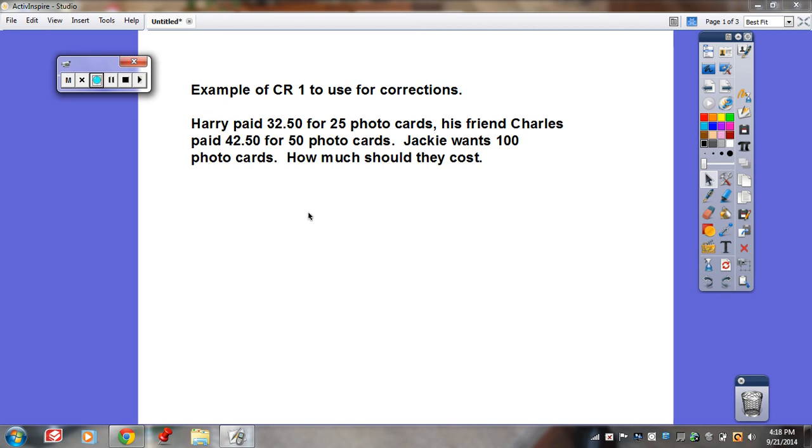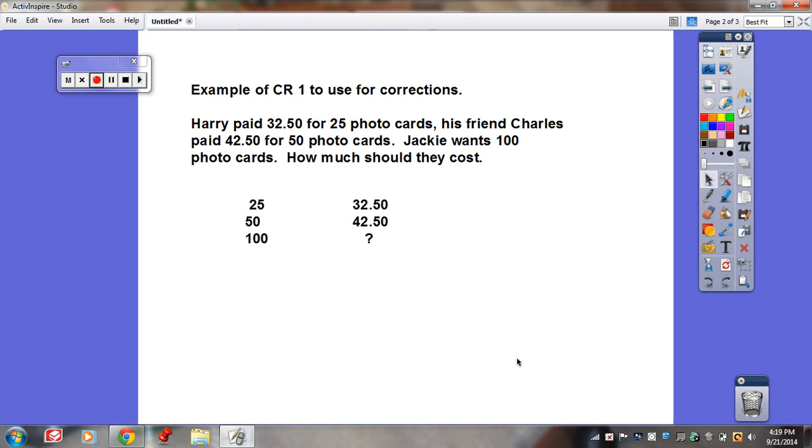So in CR1, you were given a scenario where someone was buying business cards. I changed it a little bit. This time they're going to buy photo cards. So Harry paid $32.50 for 25 photo cards, and his friend Charles paid $42.50 for 50 photo cards. Jackie wants to buy 100. How much should they cost? So let's set this up in a table to see what it's going to look like.